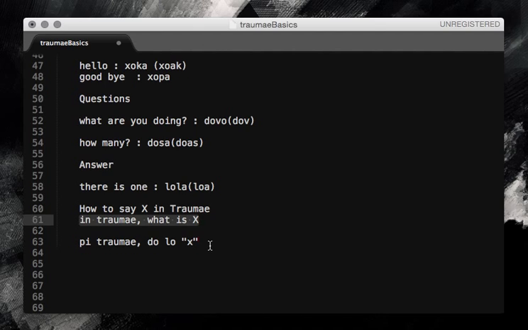But we could say something more complex. Well, let's try to answer this question. So if we ask what is, let's say, something, what is something in Traumae? Well, the answer would be, in Traumae, something is, it's either Lado or I think V also. Lado or V.